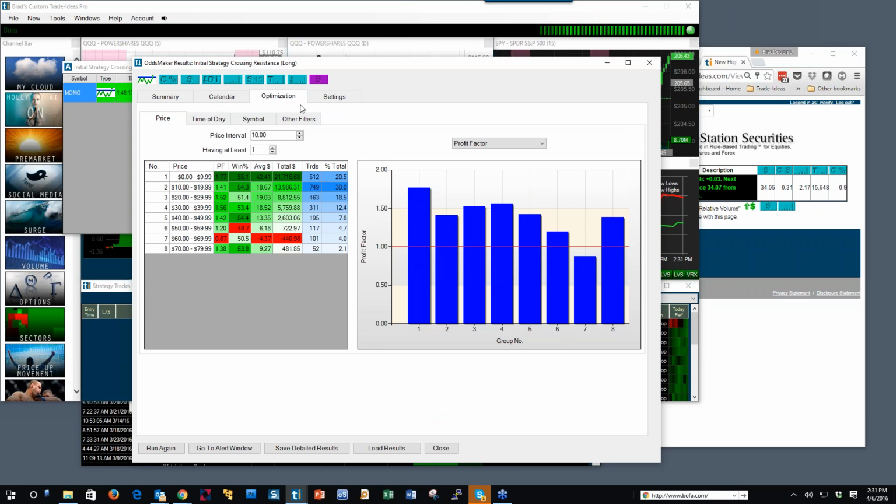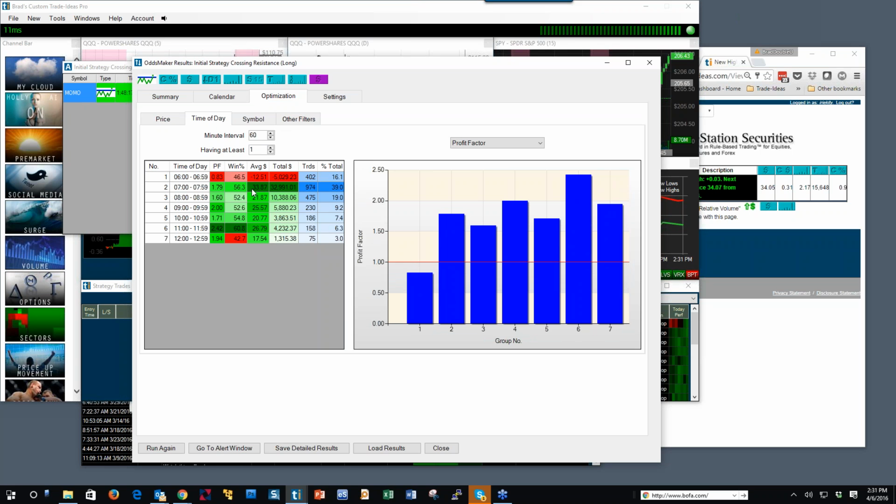And see exactly, am I successful on stocks that are above $50? Well, I would argue that probably it would be a good spot to cut it, but I'm not going to do that right now. I would never cut price initially. I would look to filters first. But let's look at the time of day.